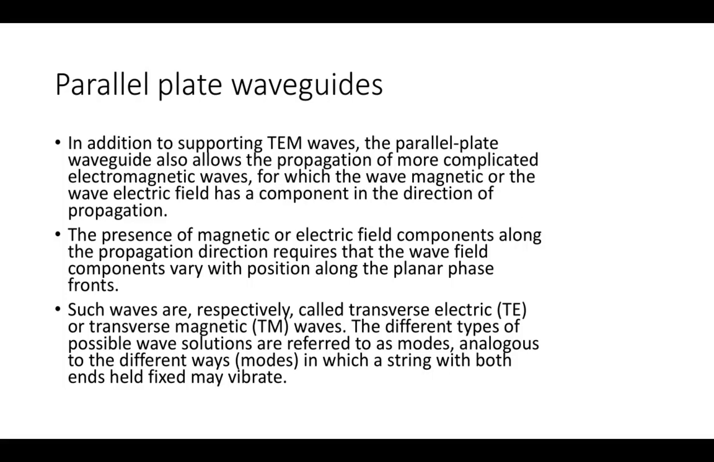Such waves are called either transverse electric or transverse magnetic. Basically what happens is, in solving the differential equation, you can get a number of different workable solutions. We just refer to those as modes that can occur in the waveguide.